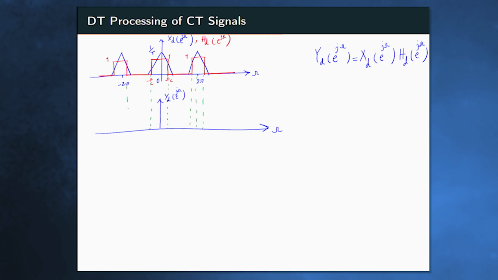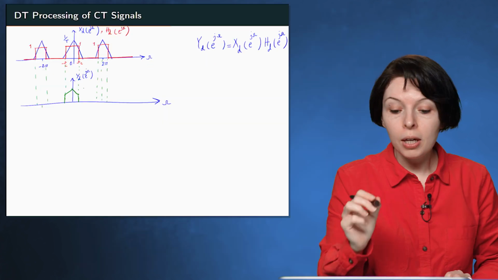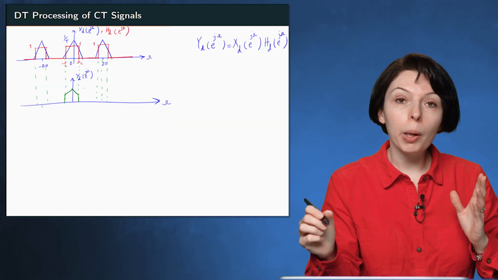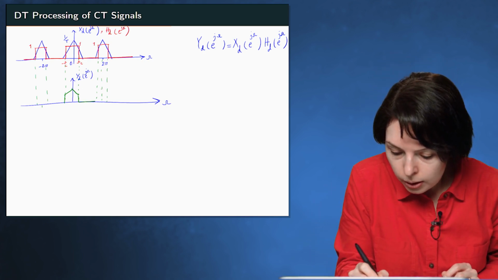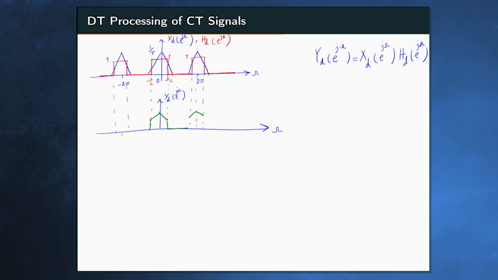All right, so here, let's try it with maybe green color. So I'm going to have something like this, because I'm multiplying every point on the top graph for xd of e to the j omega by 1 or by 0. So this is the resulting graph.